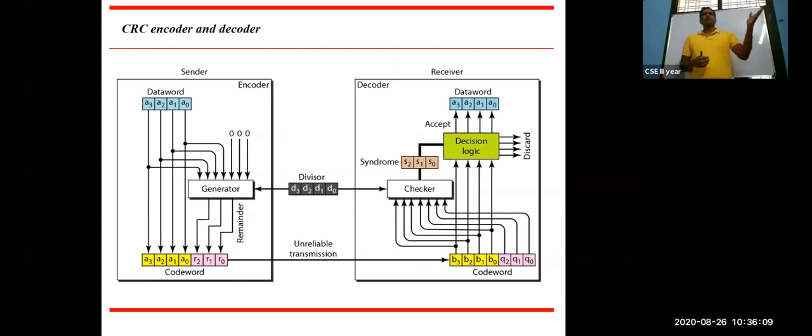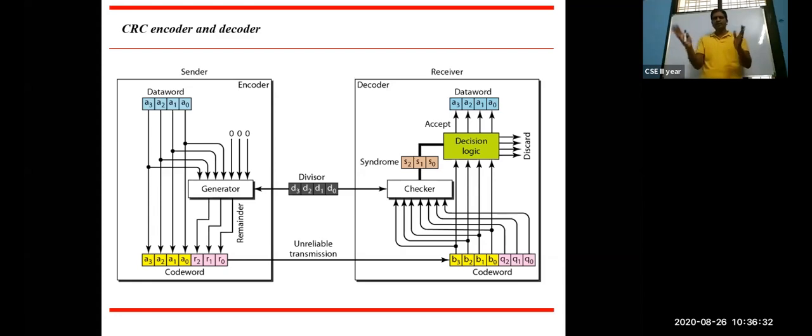Same thing again. Let us assume there are 4 bits, A0, A1, A2, A3. They are put to something called a generator. Now look at the generator. The generator has 7 inputs instead of 4. 4 are the actual data, and 3 are the appended zeros. Why are 3 zeros appended?